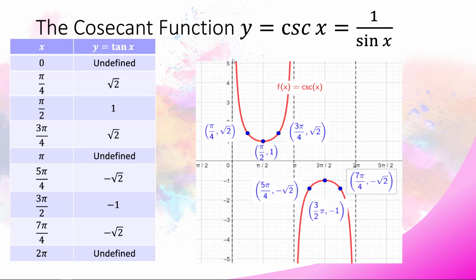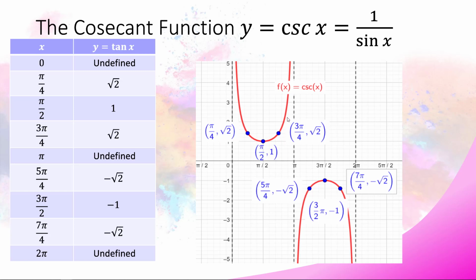To plot this, of course, we are going to start for one period. We are going to start when x is equal to 0 and go all the way up to 2 pi. So when x is equal to 0, sine is 0, so cosecant is undefined. As we increase to pi over 4, cosecant becomes the square root of 2. As we increase to pi over 2, cosecant becomes 1, the same value as sine. As we continue on to 3 pi over 4, cosecant is root 2.